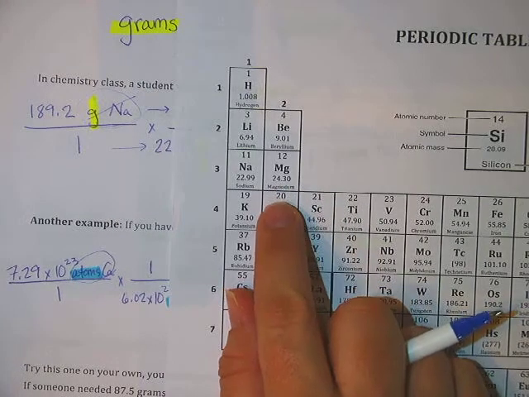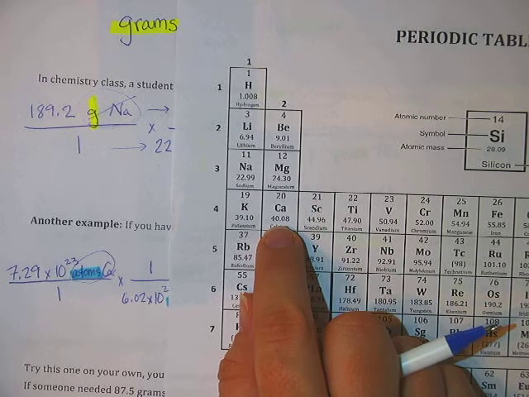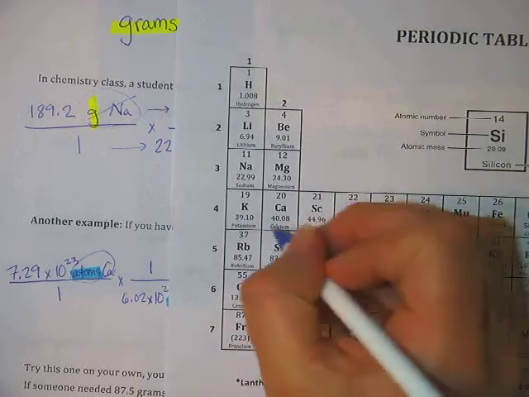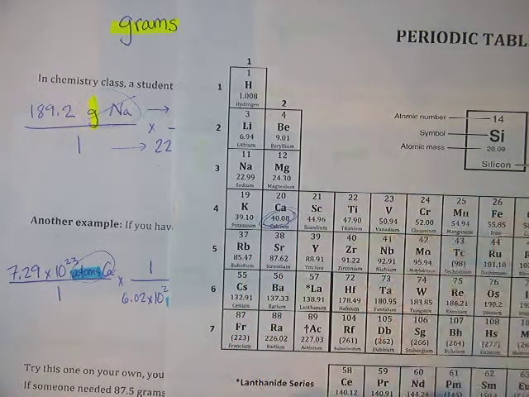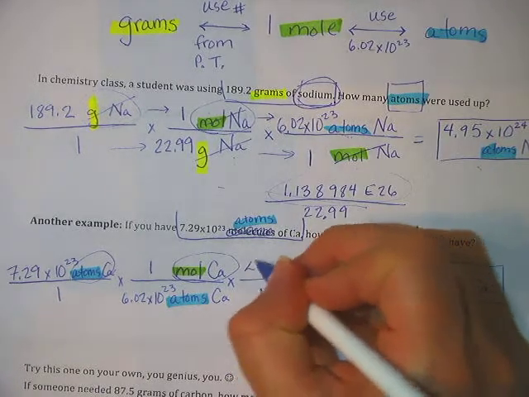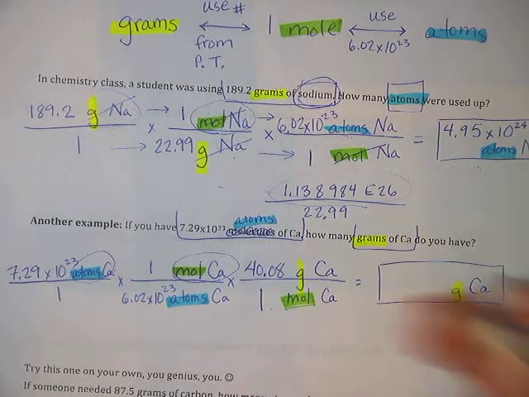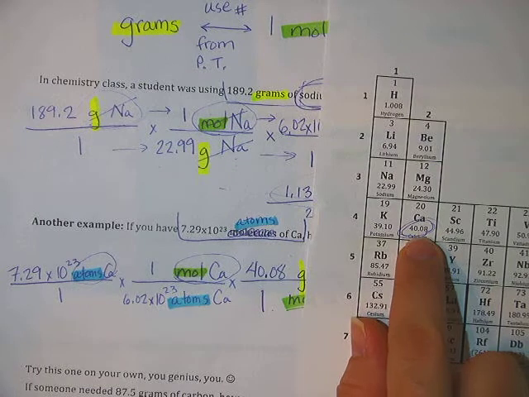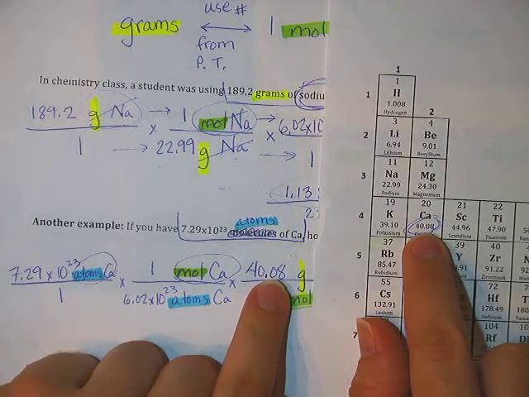I'll give you a hint. Calcium's right there. And I got to make sure I pick its mass, which is this 40.08 right here. So I just copy that mass, 40.08, from my periodic table into my fraction as a number of grams.